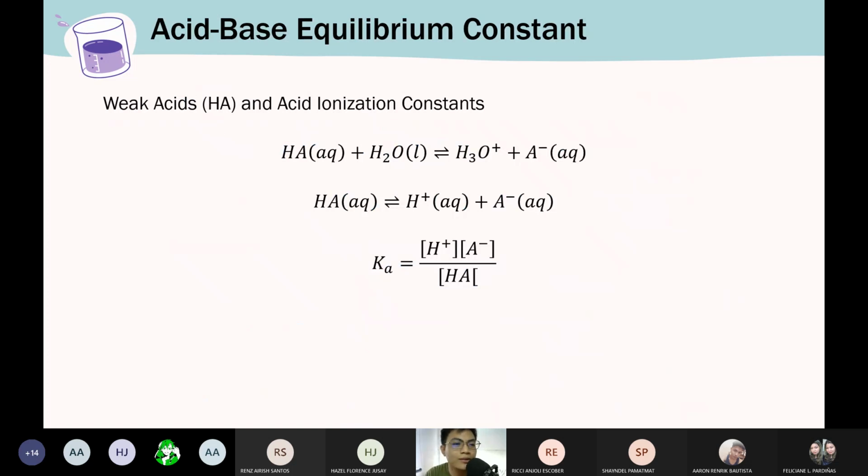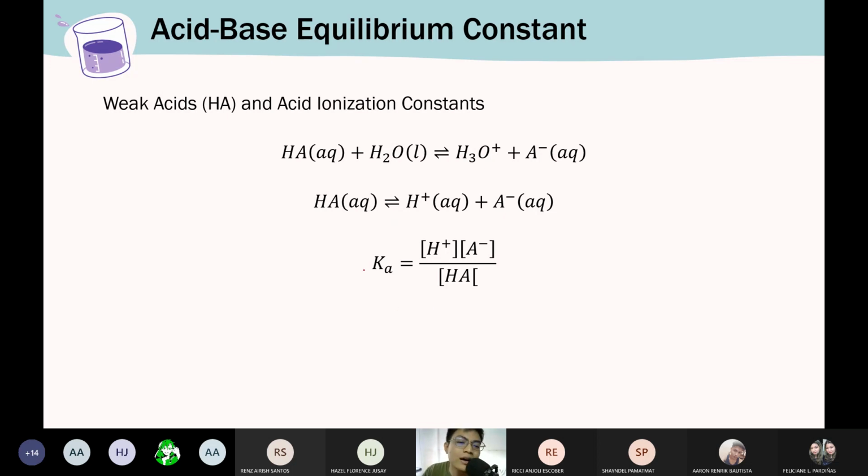So again, let me just remind you of the dissociation. For a weak acid, we will abbreviate it as HA. When our weak acid is in aqueous solution, it produces hydronium ion and your conjugate base, A minus. Removing H2O, since hindi naman siya kailangan sa equilibrium, we can write the equilibrium constant Ka equals the product of H plus and A minus divided by HA. Basically, it's the concentration of the products divided by the concentration of the reactants.